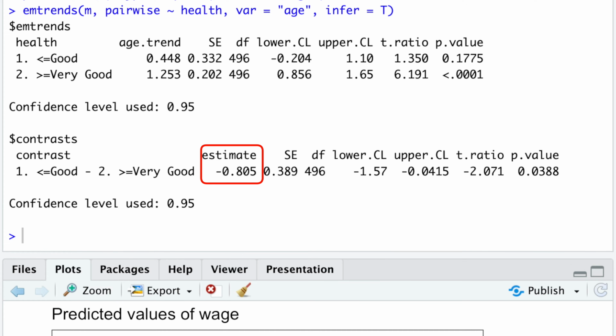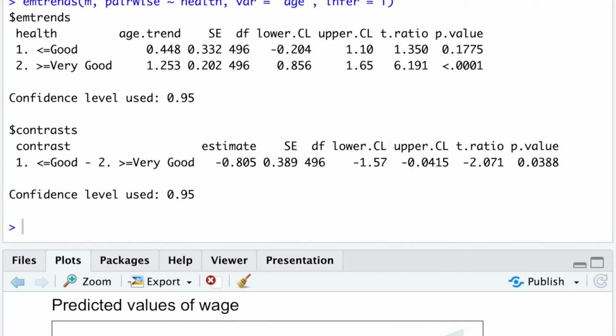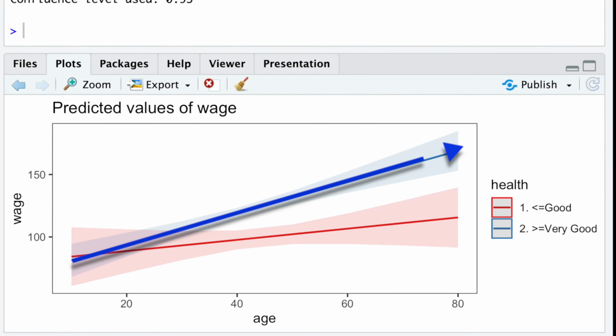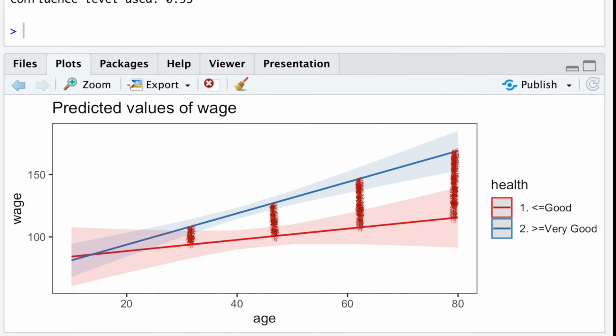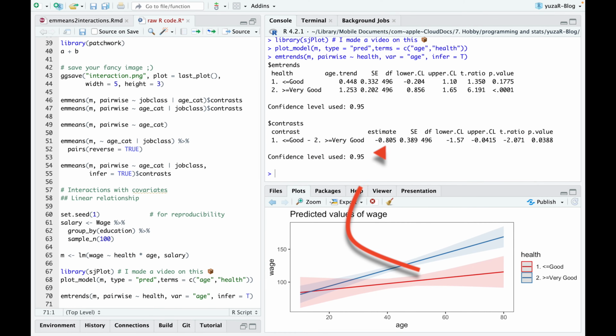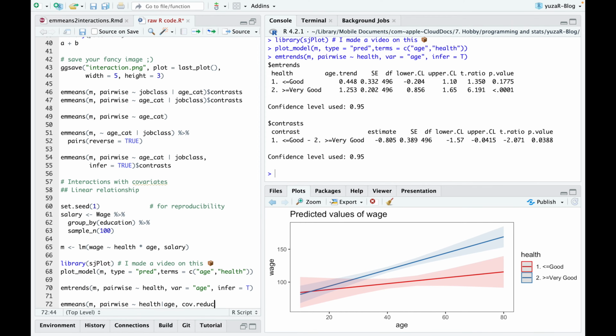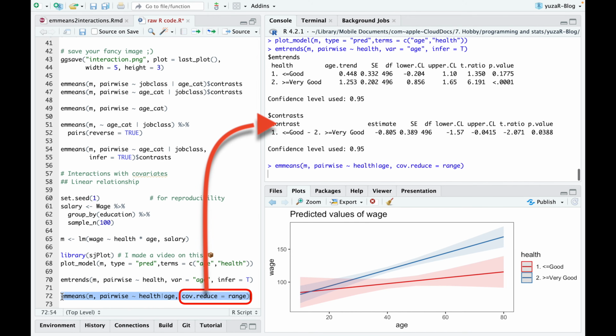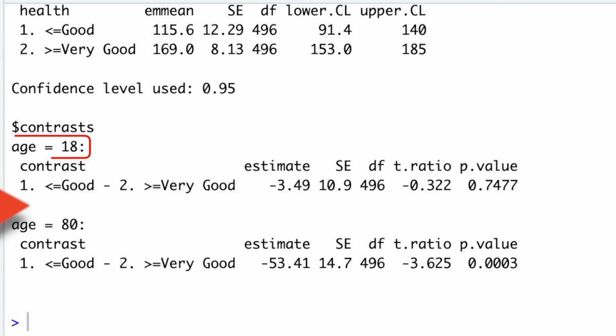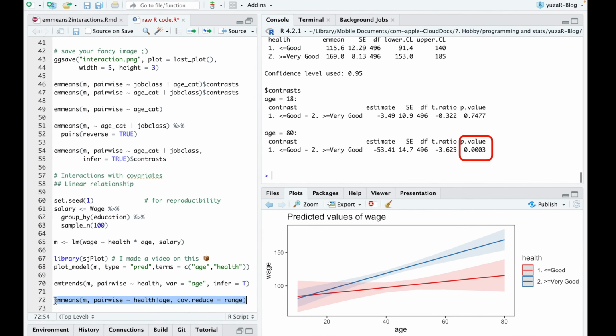However, the problem with this difference in slopes of 0.8 is that we still don't know how much more people on the blue line would earn. Moreover, the plot shows that this difference changes with age and cannot be expressed as a single number. The cov.reduce equals range argument solves this problem by measuring the difference between blue and red lines at minimum and maximum ages. This reveals that young people earn roughly the same amount regardless of their health, while older, healthier individuals will earn over 53K per year more at the end of their career, which is significant.